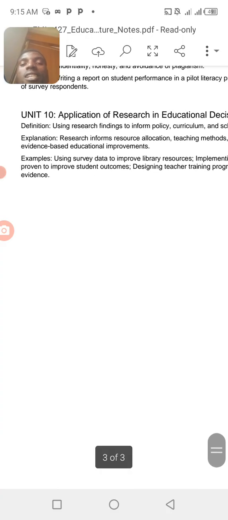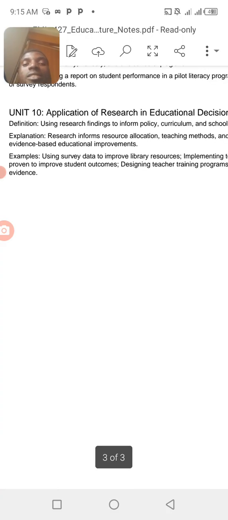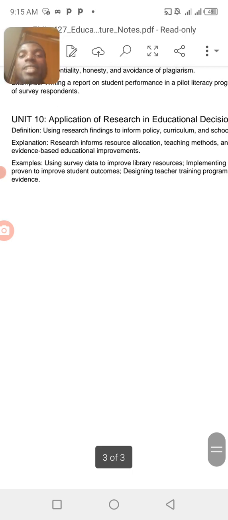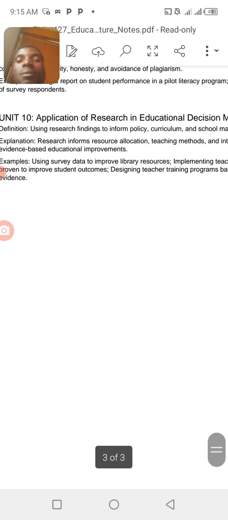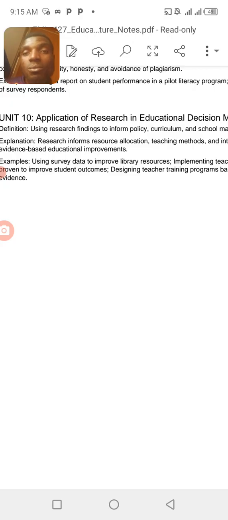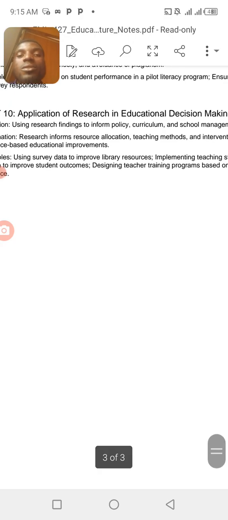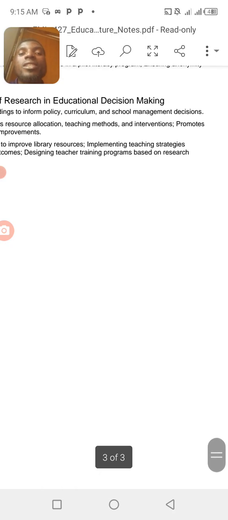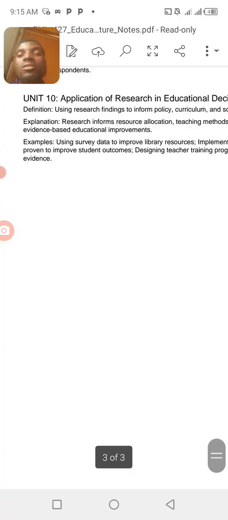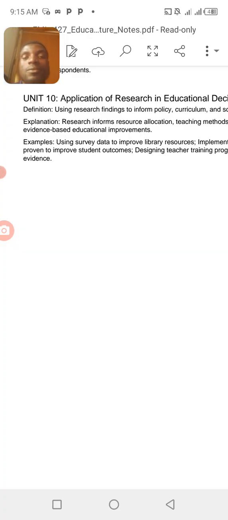So let's say, explanation: research informs resource allocation. If you have carried out your research, it helps us to allocate resources to those problems in order to solve them, and it also helps to improve teaching methodology and interventions, and it also provides evidence-based educational improvement.